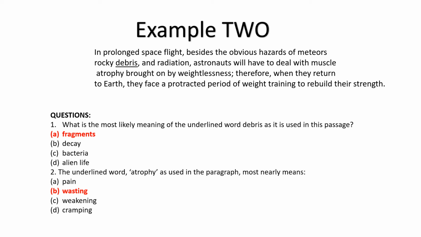Question 2. The underlined word atrophy as used in the paragraph most nearly means option A, pain, option B, wasting, option C, weakening, and option D, cramping. So what is the explanation here for option B? Well, although a muscle that atrophies may be weakened, the primary meaning of the word is basically to waste away.